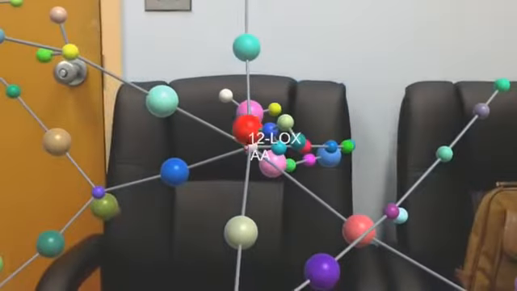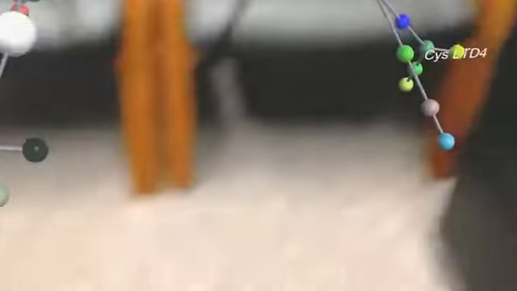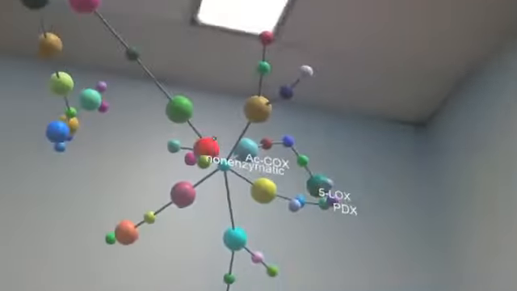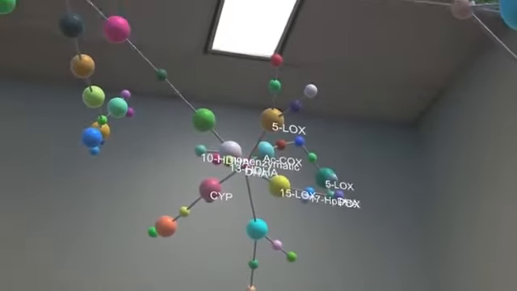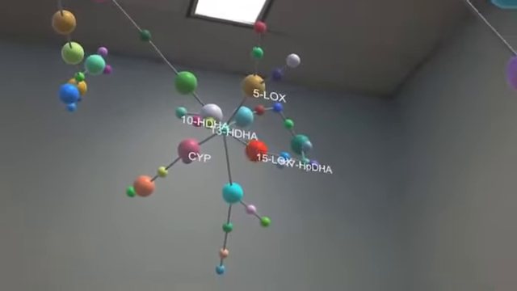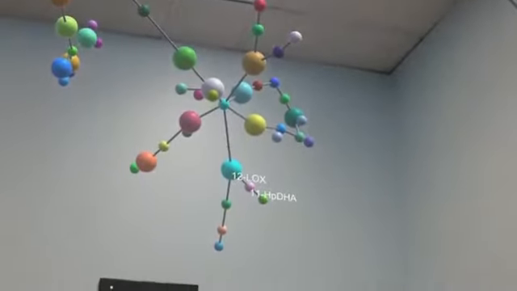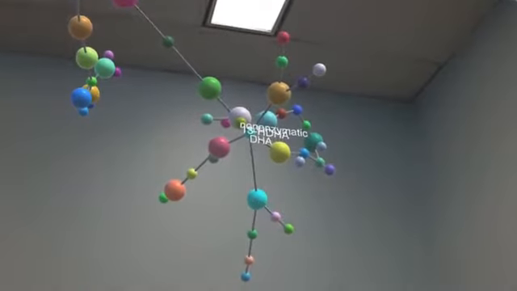Now this is just the omega-6 network. Now we do have the omega-3 network here as well somewhere. There we go. There we have the omega-3 network. Omega-3 lipids are actually enriched in marine species. Typically this is what you find in fish oil.